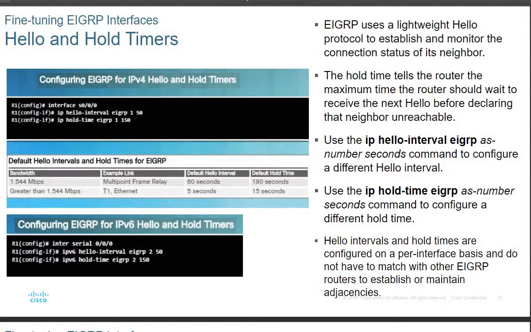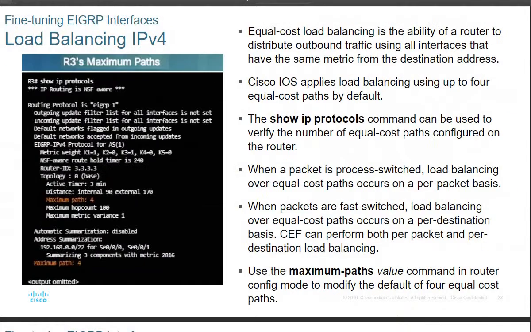Use the ip hold-time eigrp as-number seconds command to configure a different hold time. Hello intervals and hold times are configured on a per interface basis and do not have to match with other EIGRP routers to establish or maintain adjacencies.